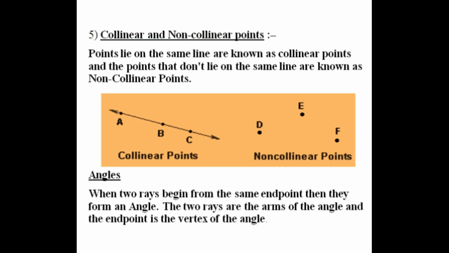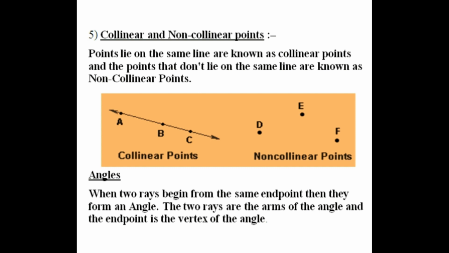That is, more than two points lie on the same line, then they are called collinear points. That's why it is given here: points that lie on the same line are known as collinear points. More than two points, because with two points you have a line segment. So you have more than two points, that is A, B, C, three points. All the three points lie on the line. Therefore, these three points are called collinear points.